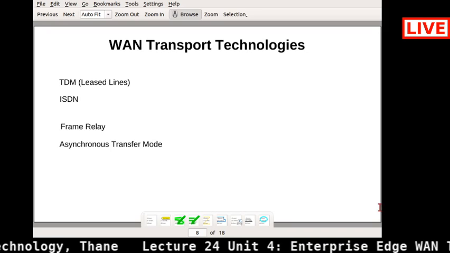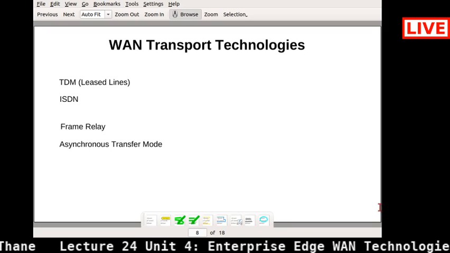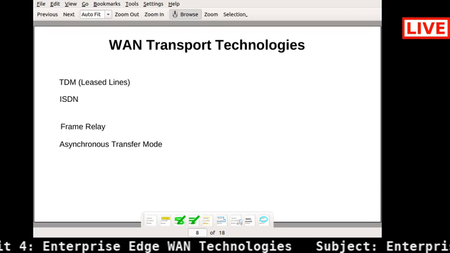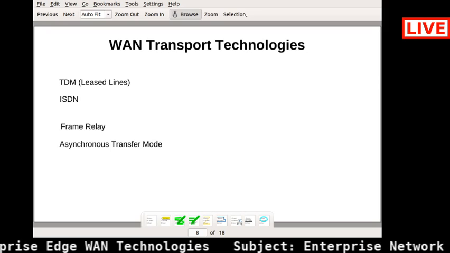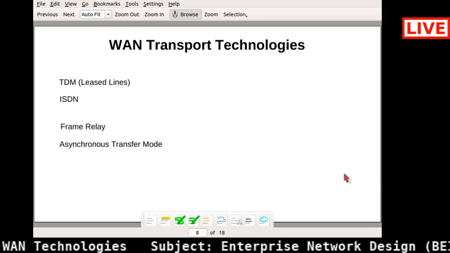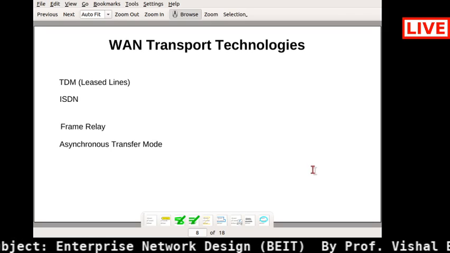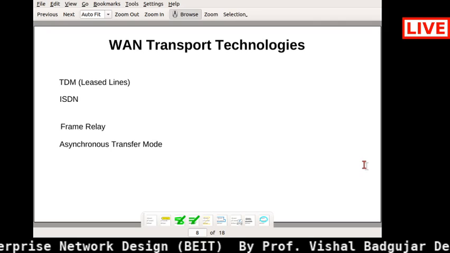Then there are PVCs and SVCs, which are permanent and temporary connections. They will be created for data transfer and then terminated. All these kinds of things are also where we are going to use this frame relay.